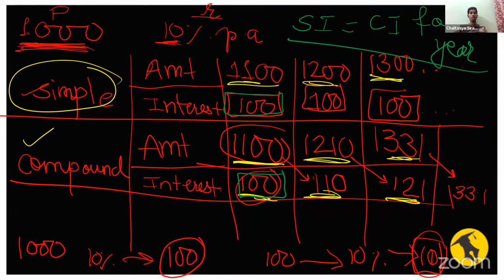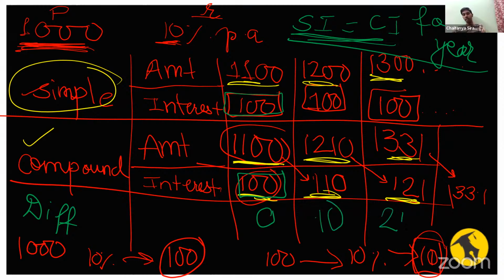They might ask you what is the difference between simple interest and compound interest for some amount in 1 year. So in 1 year, the simple interest and compound interest are exactly same. So you would not get any difference. So if I make a column of difference here, let's say, for first year, the difference would be 0. For next year, it would be 10, then 21, and the difference would keep on increasing. All right. I hope the main key concept of simple interest and compound interest is clear to you.